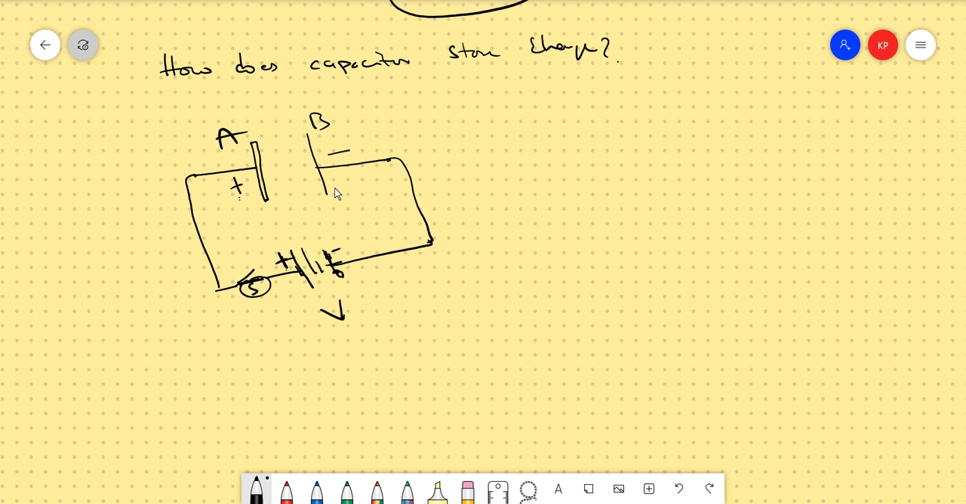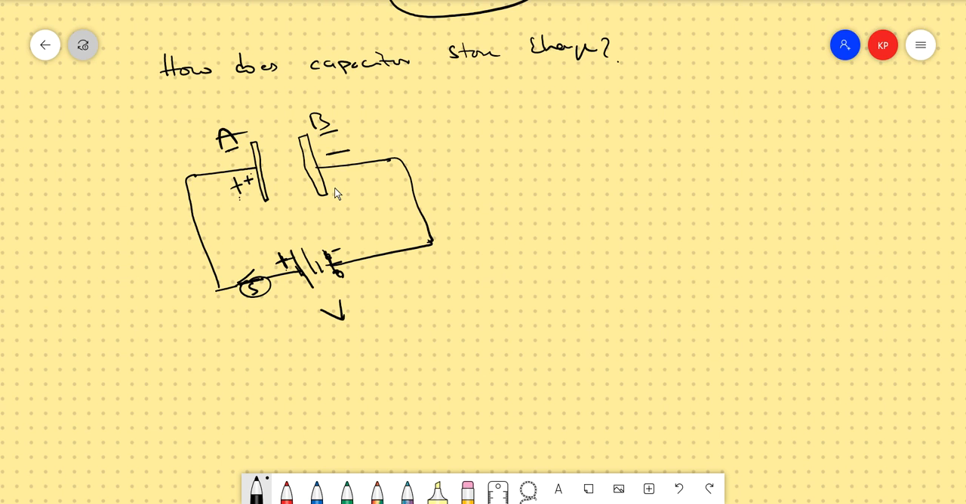This plate A of the capacitor is deficient in electrons and thus it is positively charged. Here the electrons are attracted by the positive charge and accumulated on the B plate, so the number of electrons is less in plate A and more in plate B. Due to the deficiency of electrons in plate A, it gets positive charge, and due to more electrons in plate B, it gets negative charge, right?